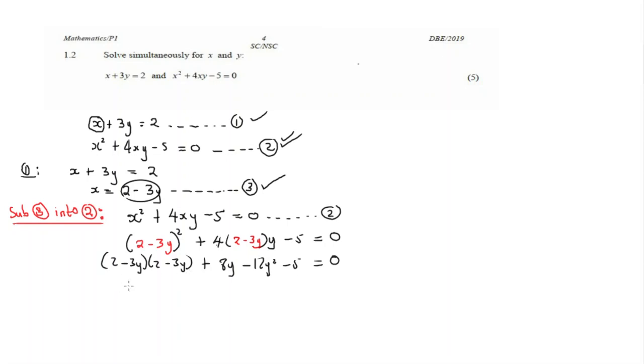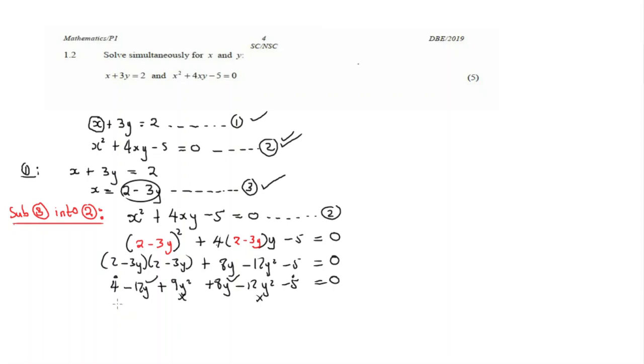So therefore you multiply here, I get 4, 2 times negative 3 it's negative 6, so it's negative 12y here, and then negative 3y times negative 3y, it's 9y squared plus 8y minus 12y squared minus 5 equal to 0. So therefore we collect like terms.